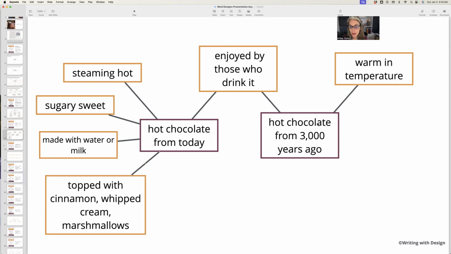So back over to hot chocolate from 3,000 years ago, it was warm in temperature. Something else that we want to say, we don't want to say it was not sweet, right? We don't want sugary sweet and not sweet. We can just leave that off. We can just say that today's is sugary sweet, and that's going to help us not get into this pattern of this is, this is not, this is, this is not.